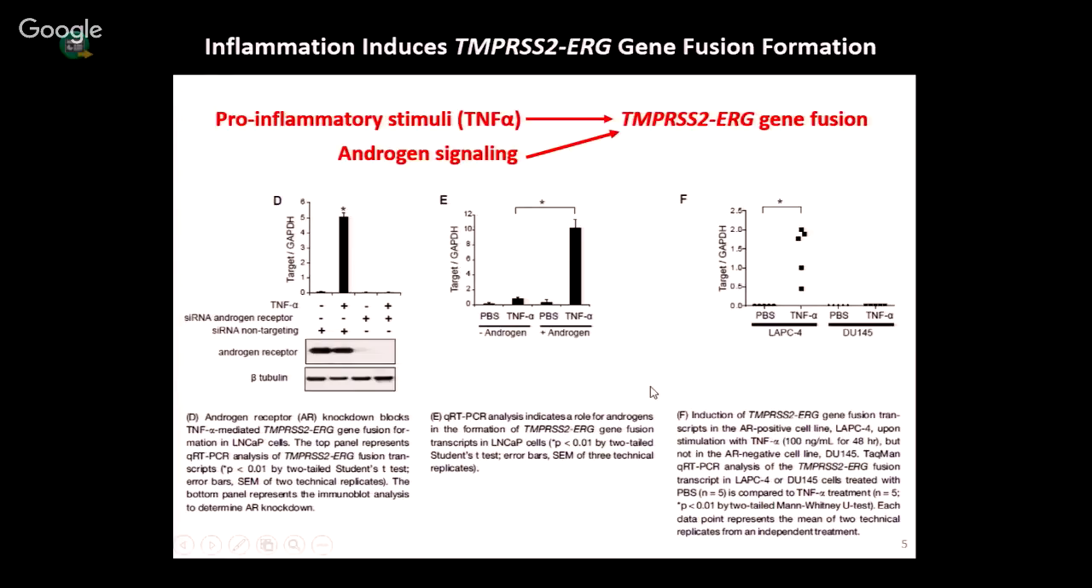Next, they examined the role of androgen signaling in this process. They found that depletion of androgen from the media, or androgen receptor knockdown by siRNA, blocks TMPRSS2-ERG gene fusion formation upon TNF-alpha stimulation. In addition to LNCaP cells, LAPC4, an androgen-sensitive cell line, gave the same result. However, the androgen-insensitive DU145 cells are resistant to TNF-alpha-induced gene fusion formation.